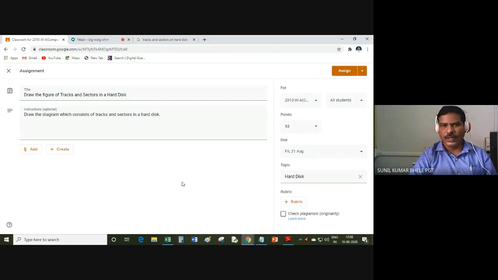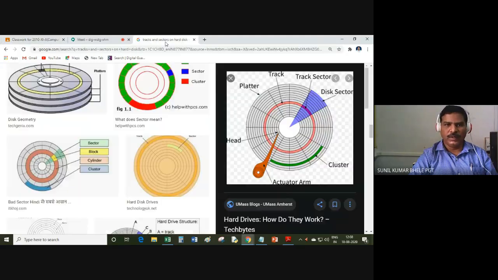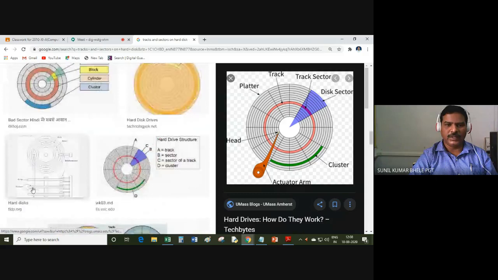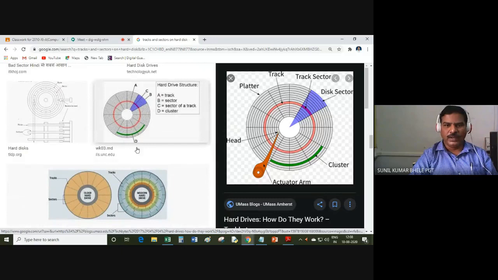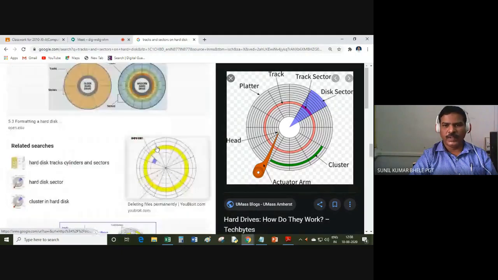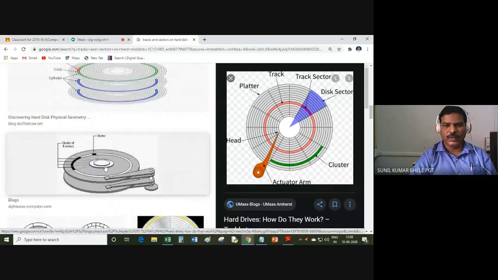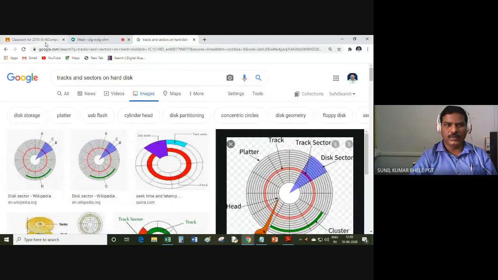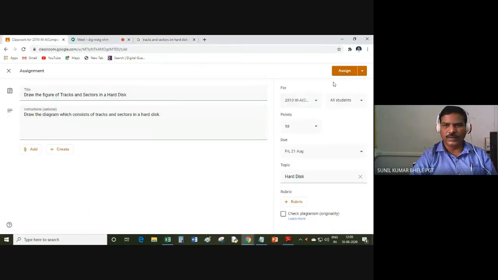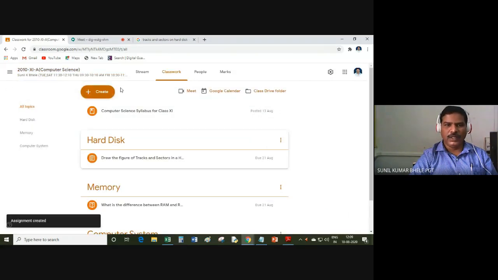A very nice image of the hard disk, in circular shape, you have to draw this type of image: tracks and sectors. Track, sector, cluster, like this, and you can color that image. All those assignments which I assigned to you will be done in the homework notebook. You have to maintain 2 notebooks, classwork and homework. So this assignment, draw the figure of tracks and sectors, you have to do in this homework copy.